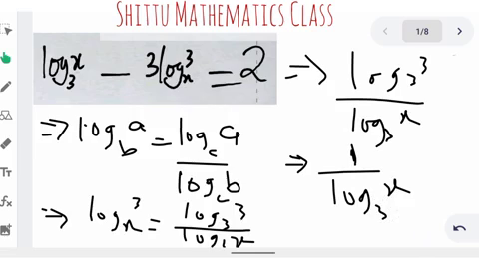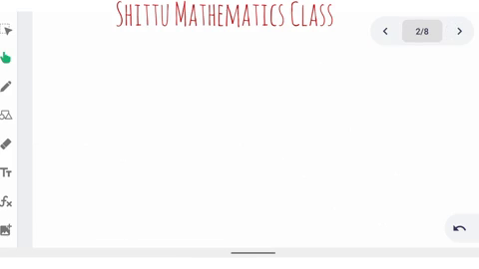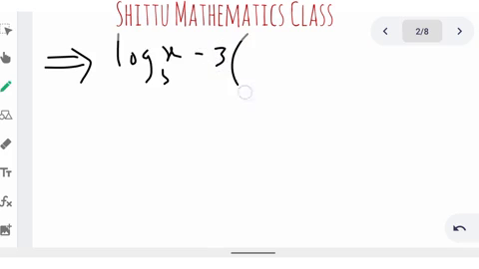I believe you are following. So now the idea is going to be log x base 3 minus 3 into bracket 1 over log x base 3. Are you following?